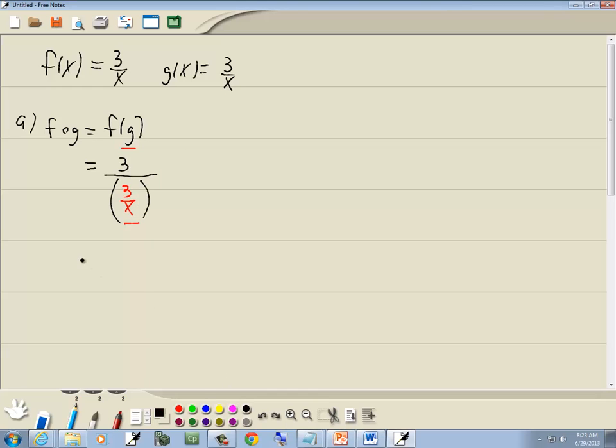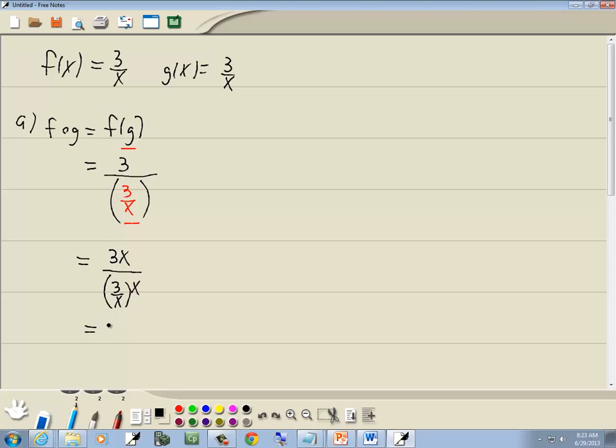Now this is a complex fraction, complex rational expression, if you want to think of it that way. There's two ways of simplifying. I'm going to go with the way that works 100% of the time. We'll multiply everything by the LCM of all your inner denominators. Now this x is our inner denominator, so I'll multiply the top part by x, and I'll multiply the bottom part by x.